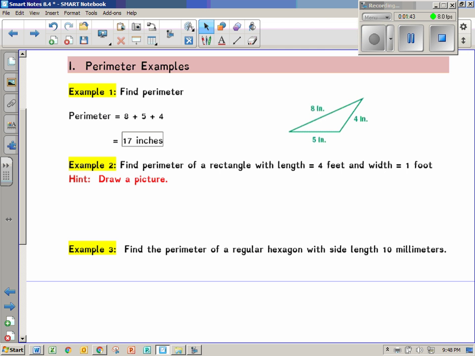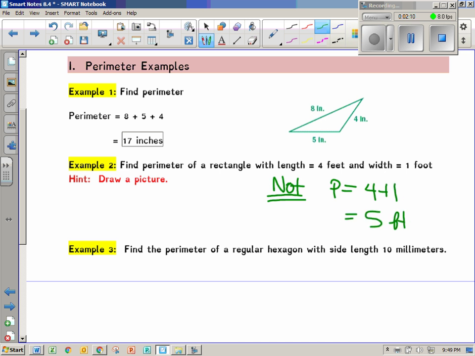However, a problem like number 2, where it says find the perimeter of a rectangle with length 4 feet and width 1 foot, a common mistake is a student will know that perimeter means sum, so they'll do this. So this is what not to do. They will just see the 4 and the 1, and they will say the perimeter is 5 feet. But that is not correct.